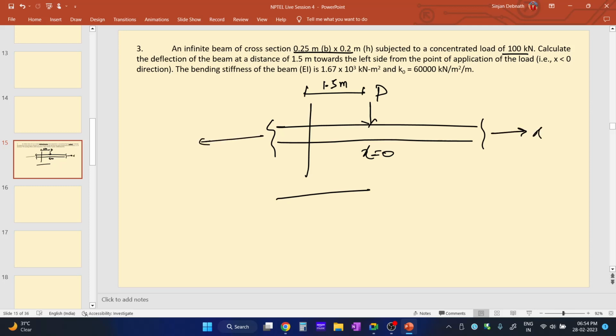This one is the x-axis. This direction tends to minus infinity, and this direction tends to positive infinity. So this is the problem. We need to find out the deflection at this point.